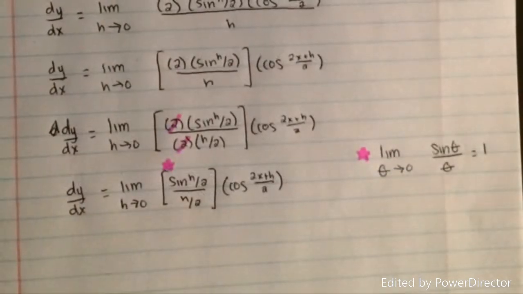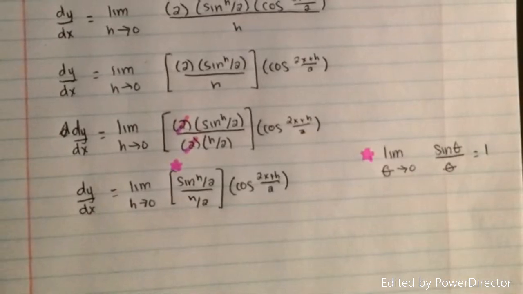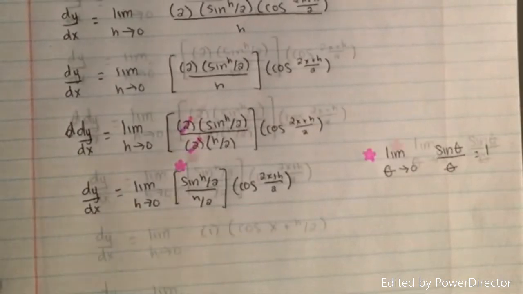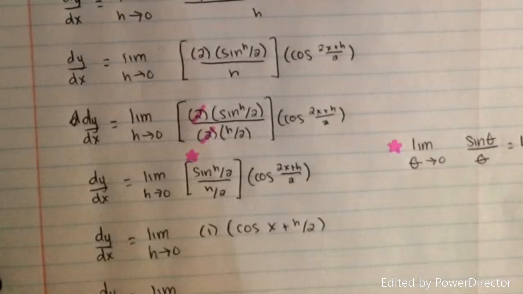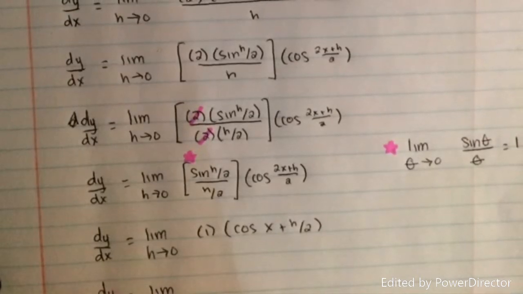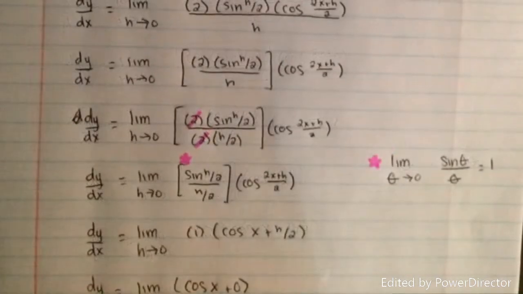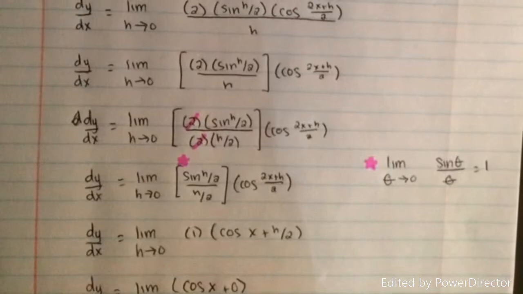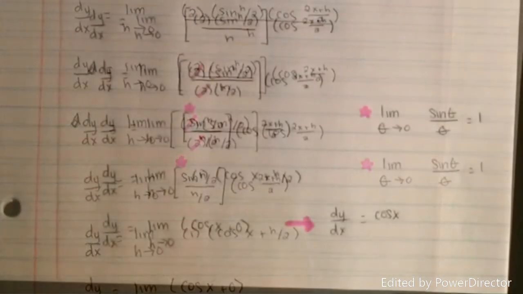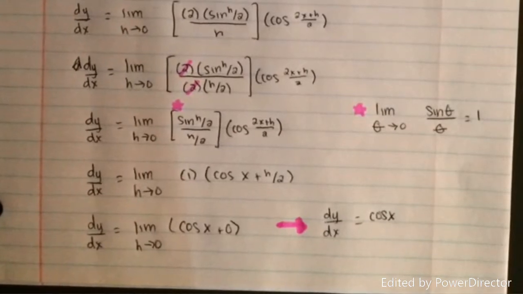Canceling the 2's leaves us with sine of h over 2 over h over 2, times the cosine of 2x plus h over 2. We can now simplify the first part of the equation into a 1, multiplying 1 by cosine of x plus h over 2, after simplifying the 2x plus h over 2. Plugging in 0 for h leaves us with cosine of x plus 0, which gives us the solution to the proof that the derivative of sine of x is equal to cosine of x.